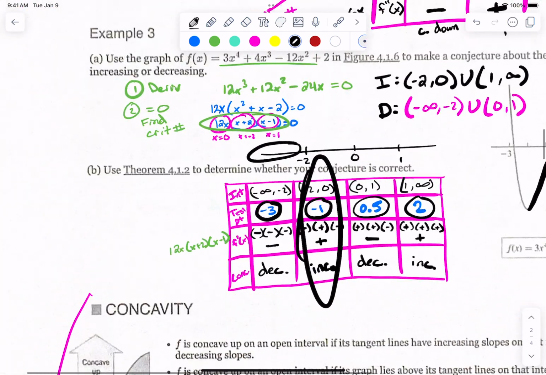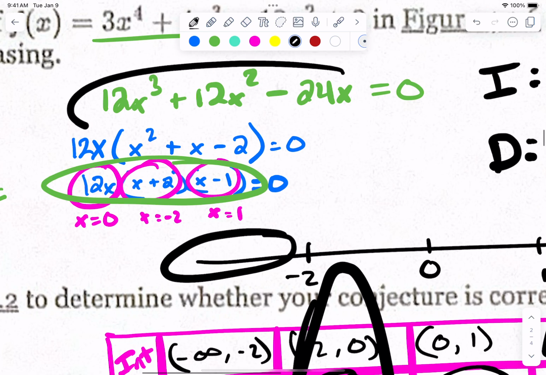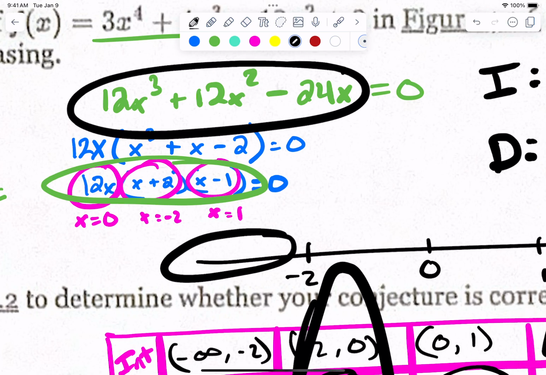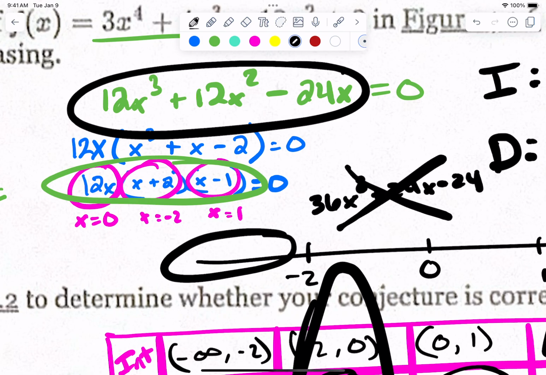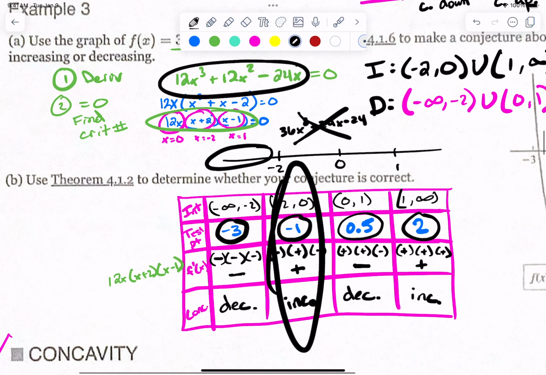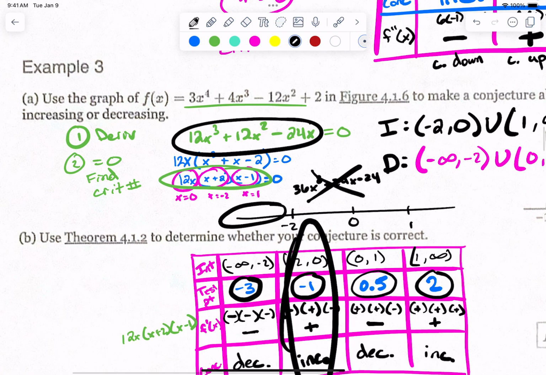Mentally, I took the second derivative of that one, and it was 36x squared plus 24x minus 24, which does not factor nicely, and it would have been a decimal. I didn't want that to be your first experience with concave up, concave down. We could have added to that table and done concavity. If a problem asks for it, we do the second derivative. If it doesn't ask, we don't have to. That one was just asking for increasing, decreasing.